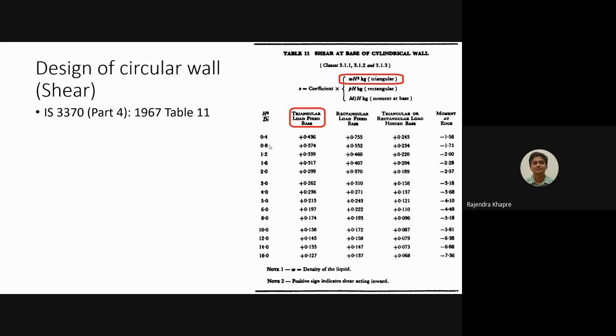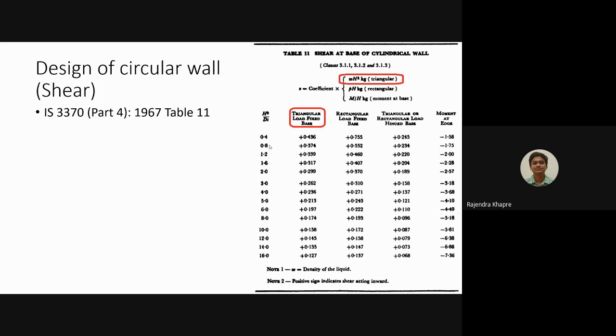There are three conditions given. The very first condition is the triangular condition, where you have a triangular load. In our case there is water pressure, so it comes under the category of triangular load. It says the shear force V is equal to coefficient multiplied by W into H square. The unit here is written in kgs because in the 1967 IS code the value of W was taken in kgs, but this time we are taking it in newtons, so automatically it will be in newtons. So your coefficient multiplied by W into H square.